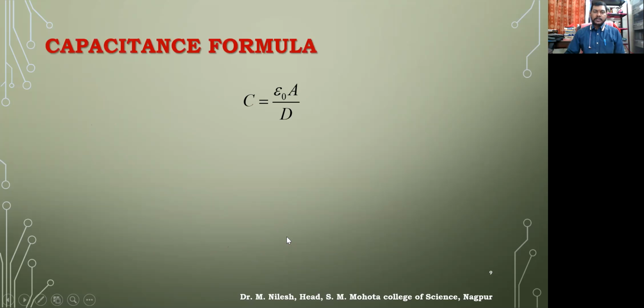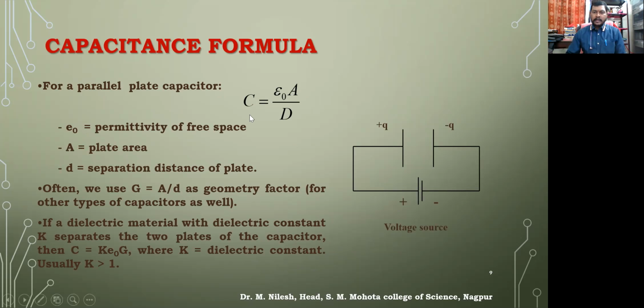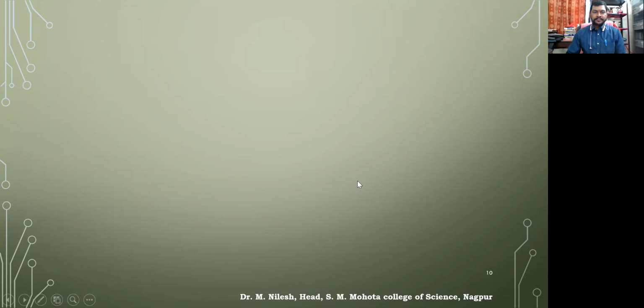Then we have the capacitance formula, that is C equal to epsilon A by d. This is for a parallel plate capacitor where epsilon 0 is the permittivity of free space, A is the plate area, and d is the distance between the two plates, right? So this was the formula that we have studied, and this is the basic symbol diagram of the capacitor.